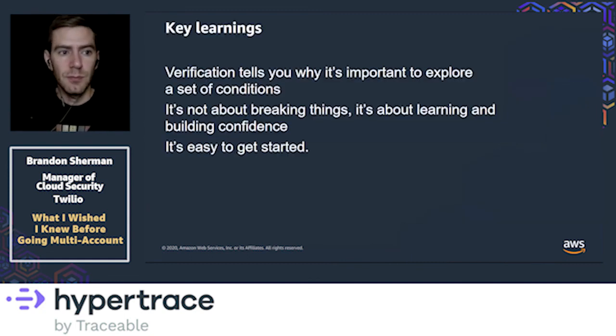So to wrap up then, some key learnings from this. Verification. It tells us why it's important to explore a set of conditions. And the conditions are these different events that can happen, these failures that we can have within our application. And doing this is really not about breaking things. Even though we inject failure, we block network connections, we add latency, it's not about breaking the application. It's about learning and building confidence.